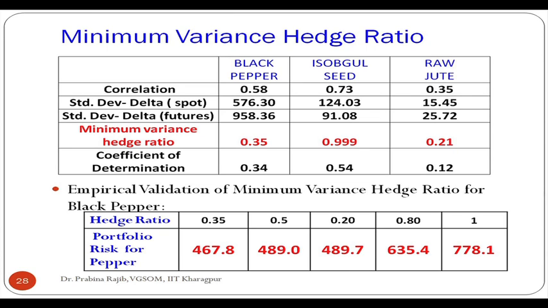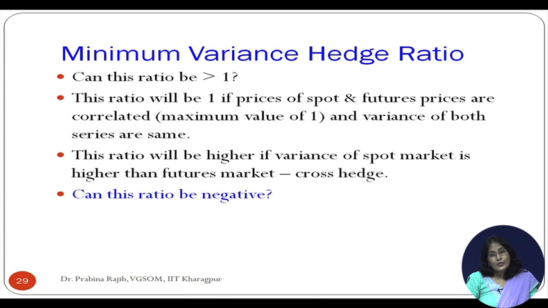In fact, with the Excel file which is available to you, you can try out other combinations of hedge ratio and check whether the minimum variance hedge ratio really holds true at 0.35, with the portfolio risk lowest at 0.35 compared to any other combination. Now going to my question: can the hedge ratio be greater than 1? The answer is yes, the hedge ratio can be greater than 1. So why can the hedge ratio be greater than 1?